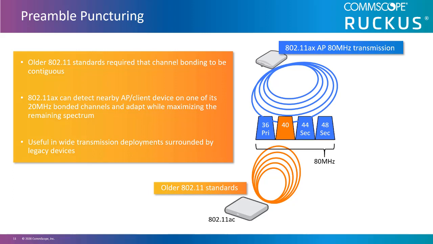802.11ax provides an option to bypass channels within its transmission spectrum that are in use when it is ready to transmit. This can potentially improve spectrum utilization and overall throughput. This could be very helpful in areas where wide transmission is common that still might have adjacent transmitting legacy devices.